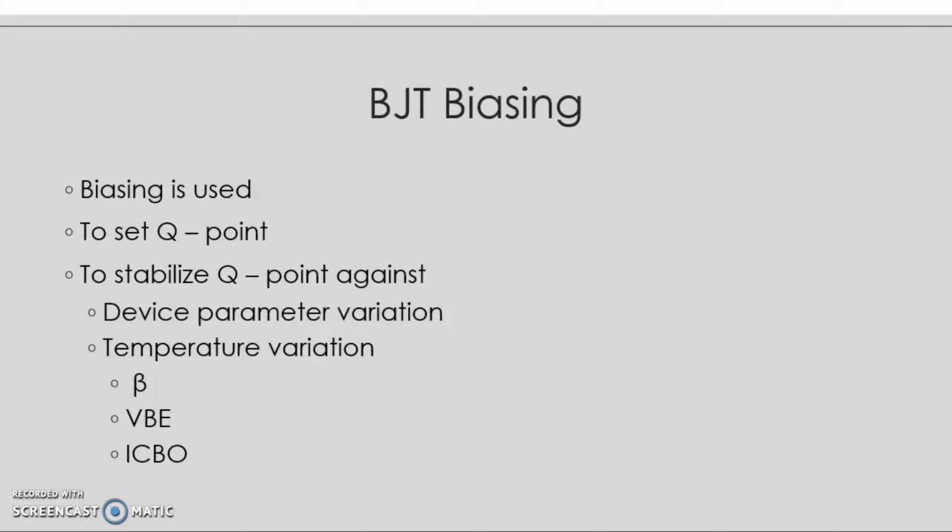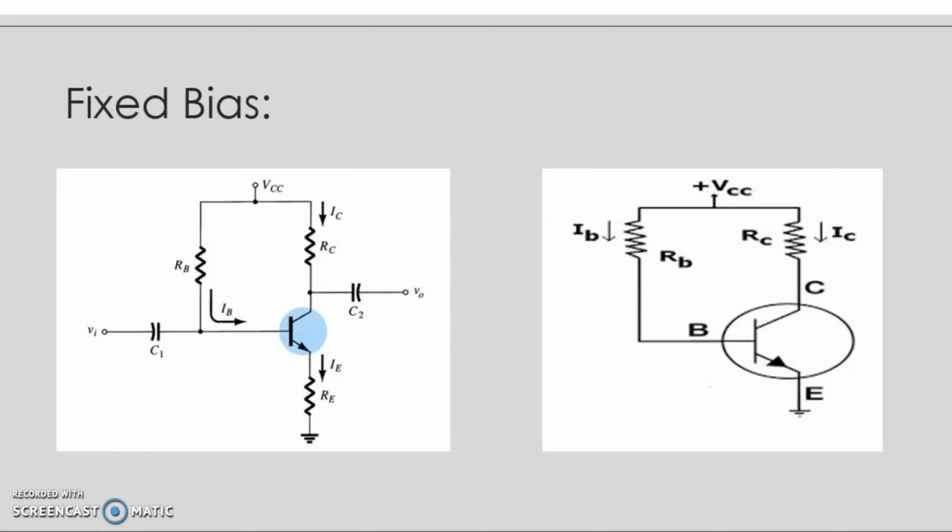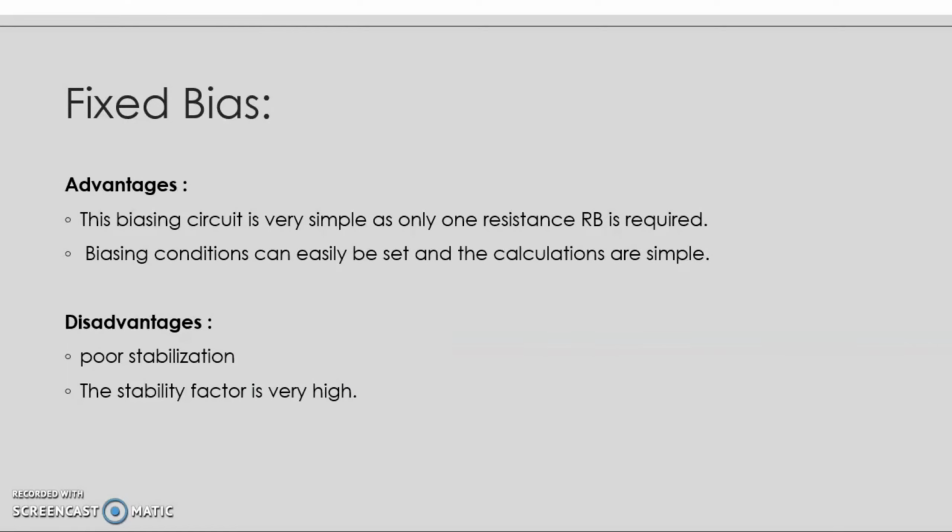So stability factor should be as low as possible, and we calculate the stability factor, which for fixed bias comes out to be 1 plus beta, which is a very high value. That is a big disadvantage of fixed bias. Stability factor is very high, hence it is providing poor stabilization. This indicates that if your Q point is varying, the circuit is not able to do much. But the advantage is that the circuit is simple, it can be easily set, and the calculation can be done easily.